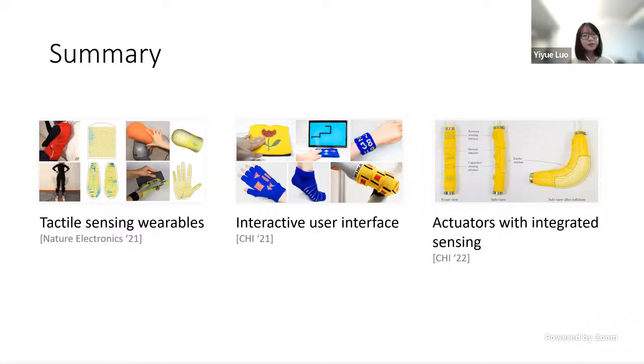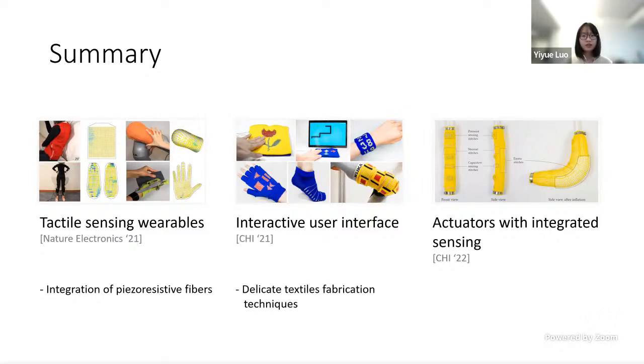So, as a summary here, we demonstrate how functionalities can be integrated into textiles using digital machine knitting by different means and for different applications. More specifically, we showed full body scale tactile sensing wearables by integrating customized piezoresistive fibers, and then showing interactive user interface by leveraging off-the-shelf yarns and delicate machine knitting techniques, as well as pneumatic actuators with integrated sensing by leveraging the intrinsic textile properties.